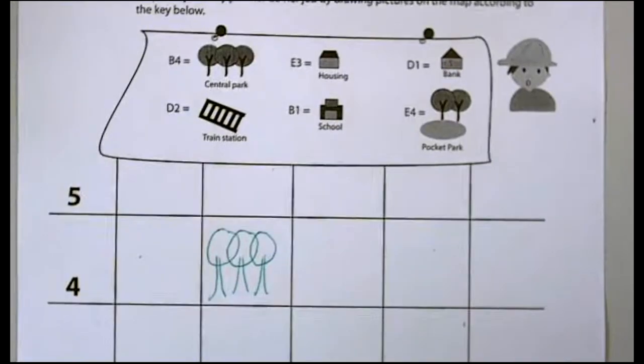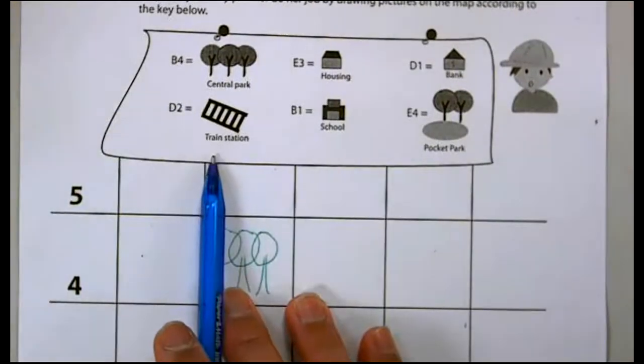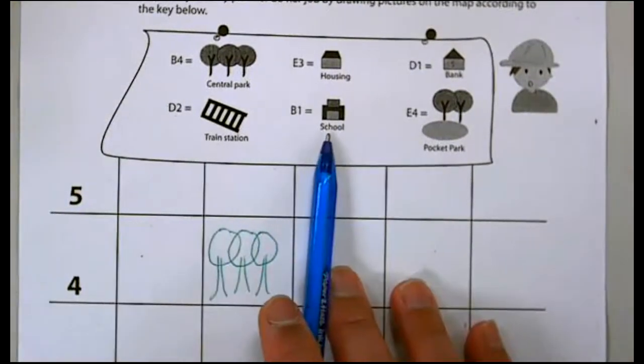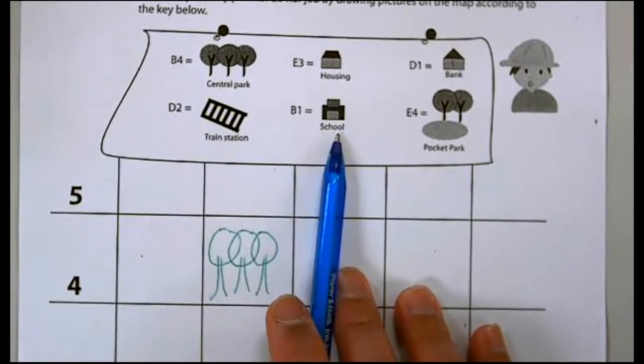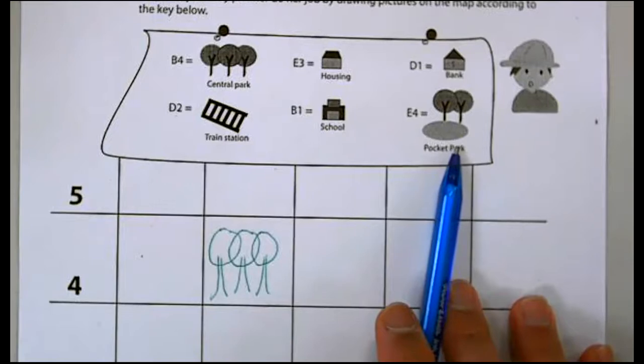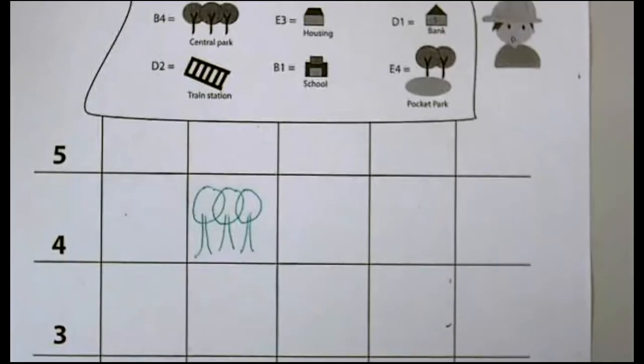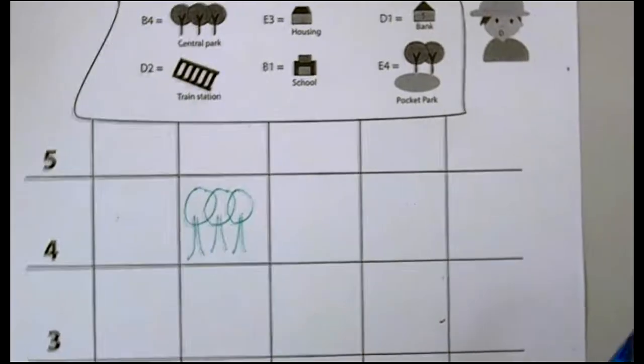Why don't you go ahead and fill out the other parts: find the housing at E3, put the train station on D2, at B1 put the school, and then go ahead and draw in Pocket Park at E4. Now you can use colors if you want. Notice I had different color pens. You can use your colors if you want to, but you can also just do this with a pencil. Now your actual assignment is this right here.